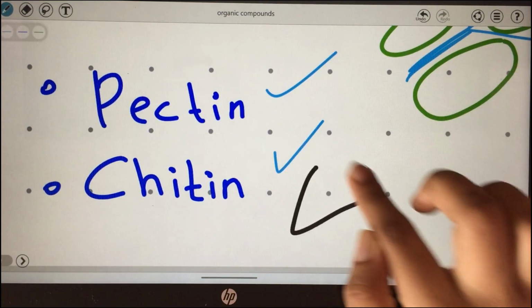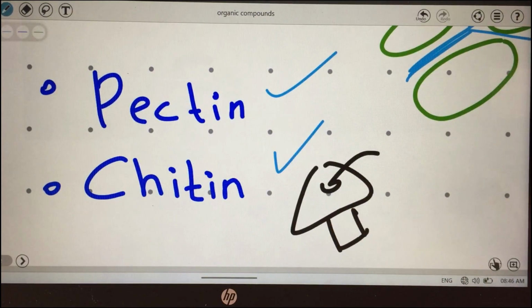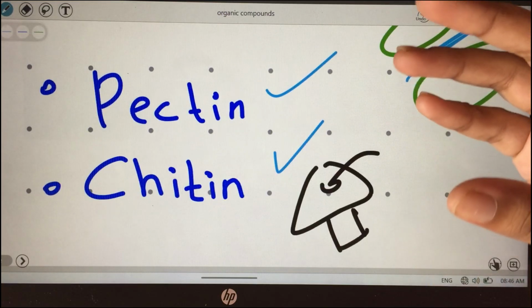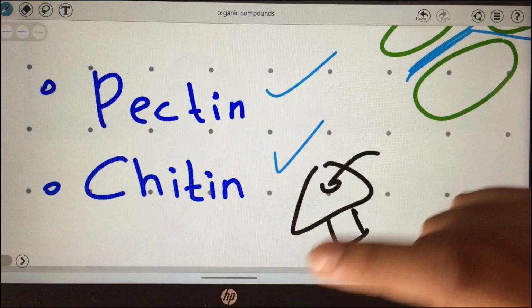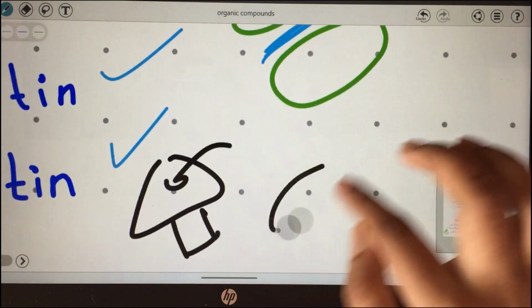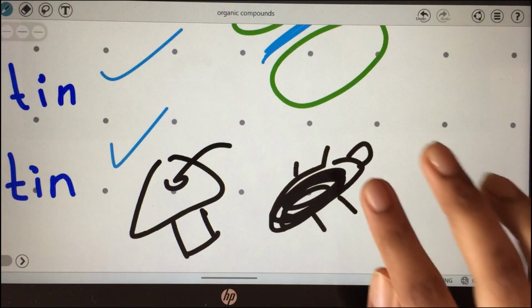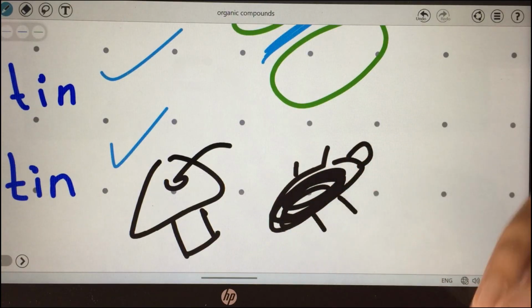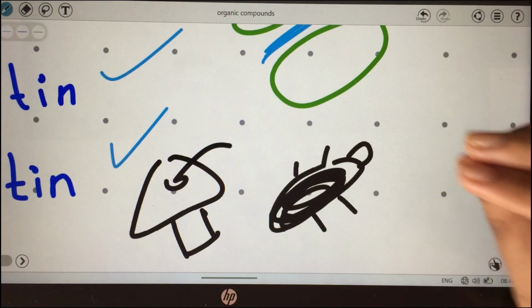You know fungi, no? For example, mushrooms. Now, in the cell wall of that, you're going to find chitin. And also in the exoskeleton of arthropods. Now, you know, in a cockroach, okay, I'll just draw a cockroach. You have a shell kind of a thing on top, no? Now that shell is going to be called the exoskeleton. In that exoskeleton, you're going to find chitin.